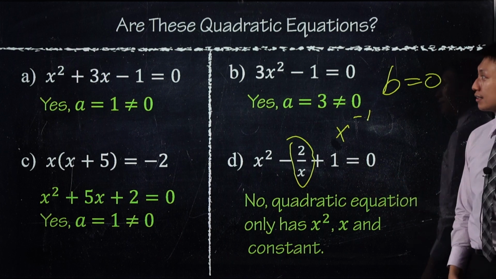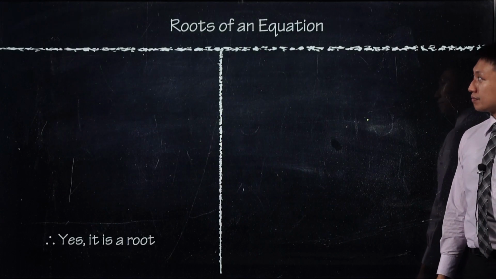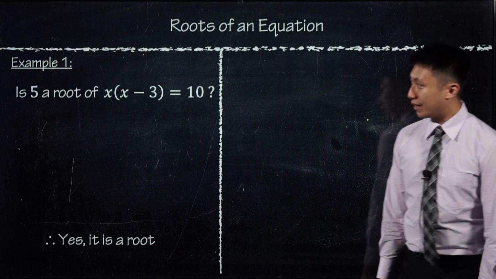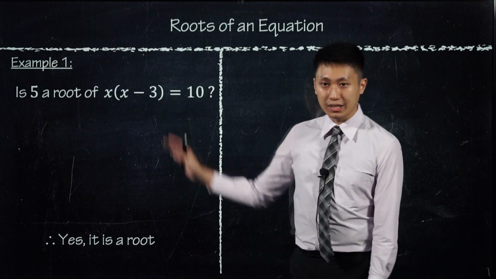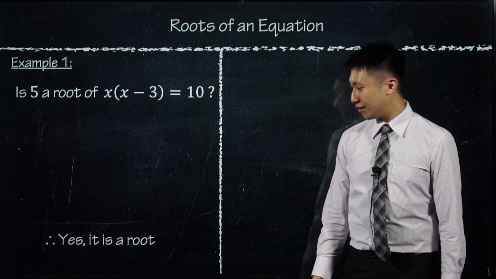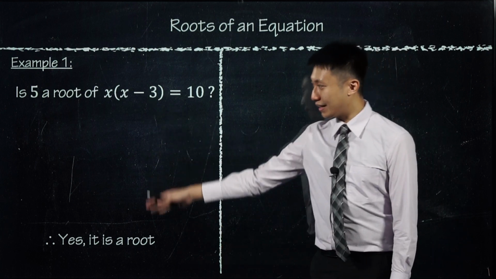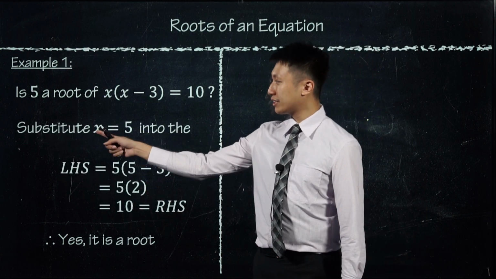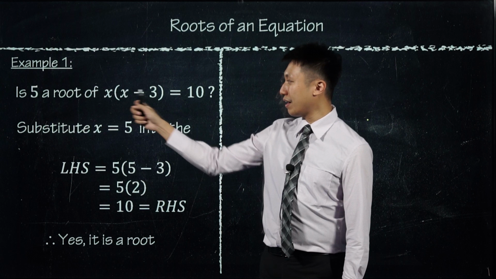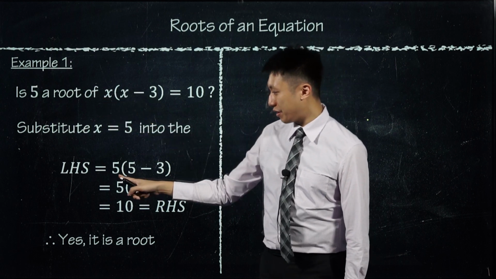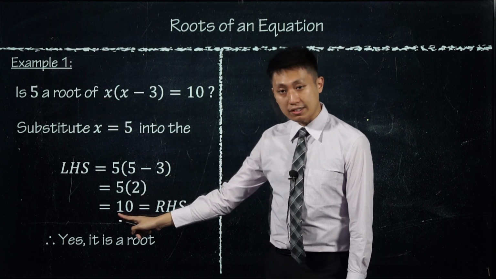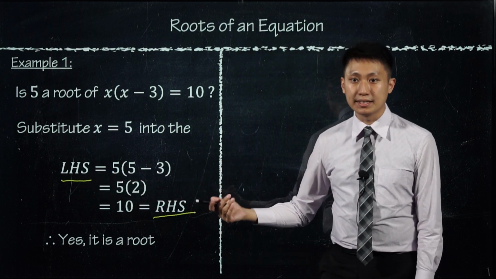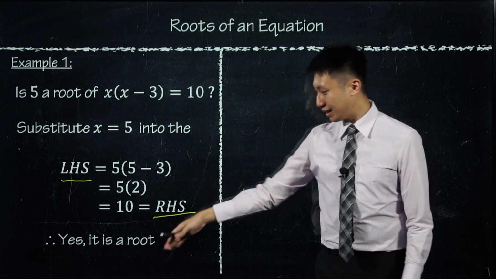Just basic things. Roots of an equation. Is 5 a root of this one? How do we know it is a root? The answer tells you it is a root, but how do you do it? You have to substitute x equals 5 into here. Then 5 minus 3 and 5, what do you get? 5 times 2 is equal to 10. So left hand side equals right hand side, which means it satisfies the equation. Yes, it is a root.